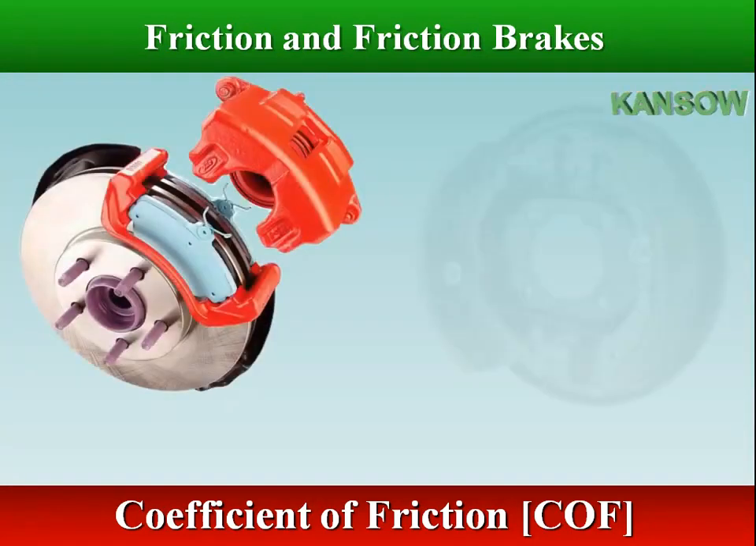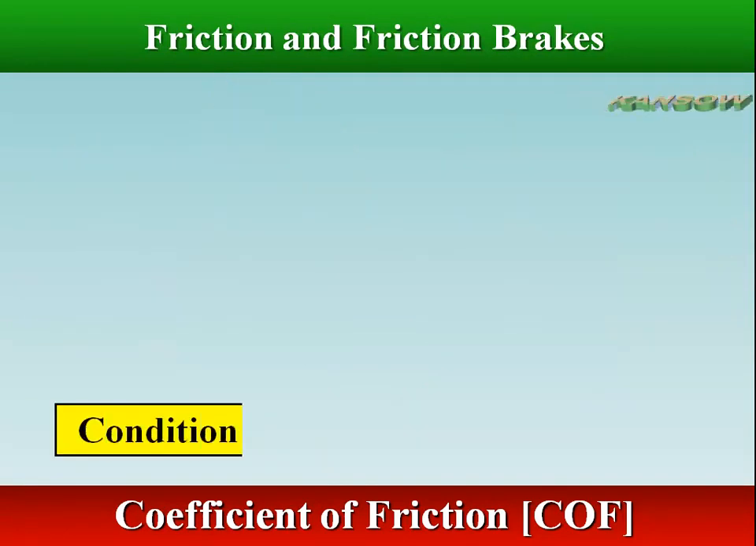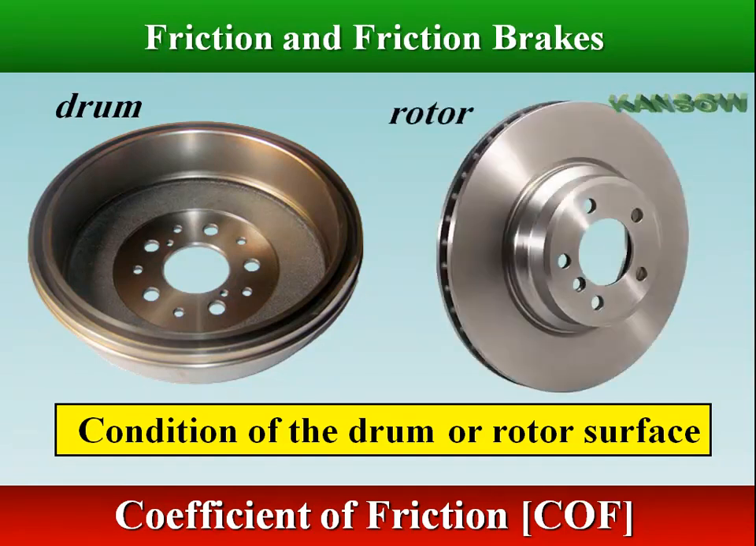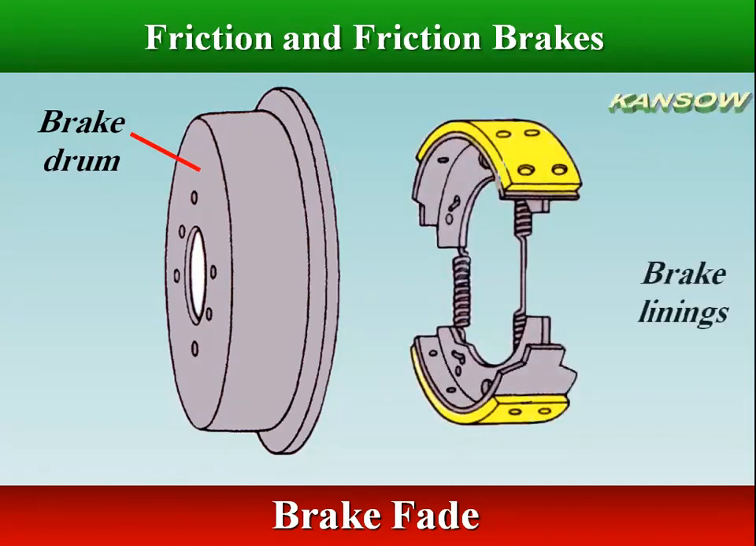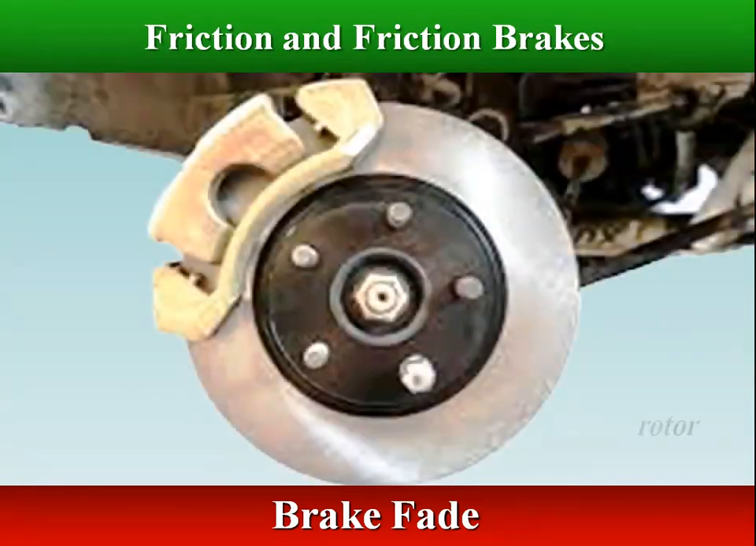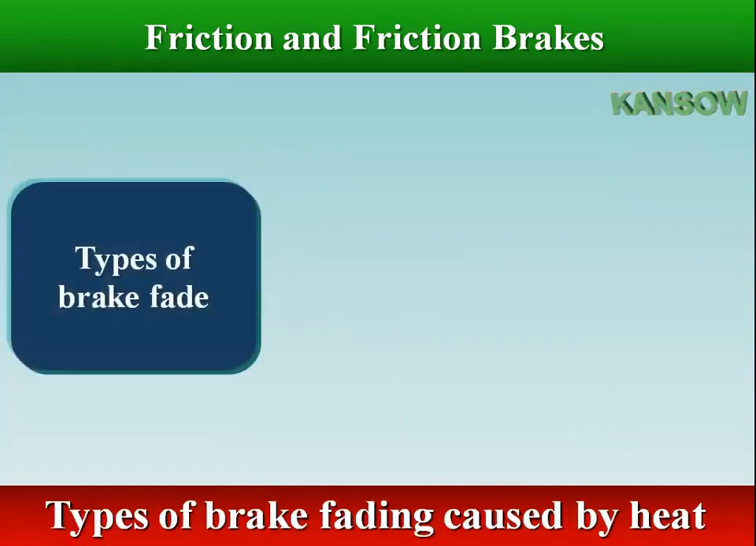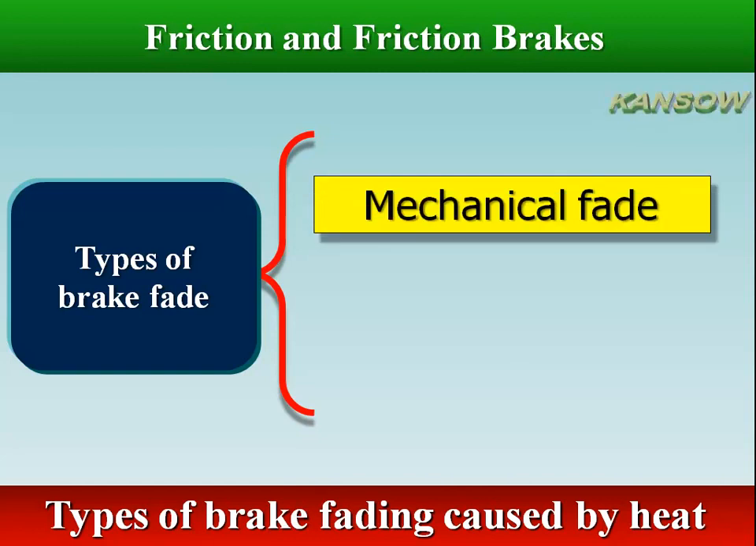In a brake system, the coefficient of friction varies on the type of lining used, and the condition of the drum or rotor surface. Brake drums and rotors are forced to absorb a significant amount of heat during braking. Brake fade describes a condition where heat is generated at a faster rate than the brakes are capable of dissipating heat into the surrounding air. There are primarily two types of brake fading caused by heat: mechanical fade and lining fade.